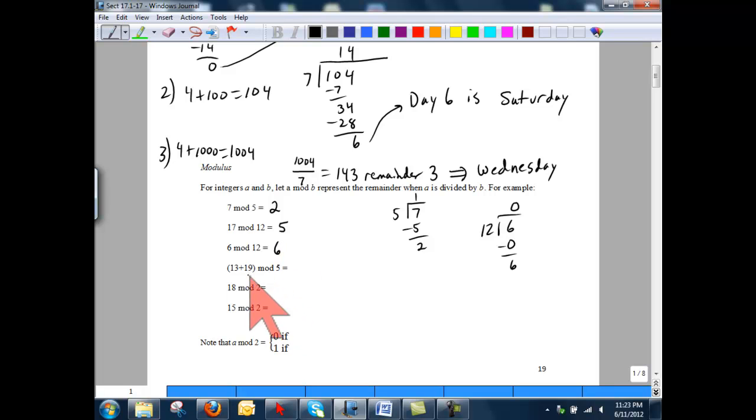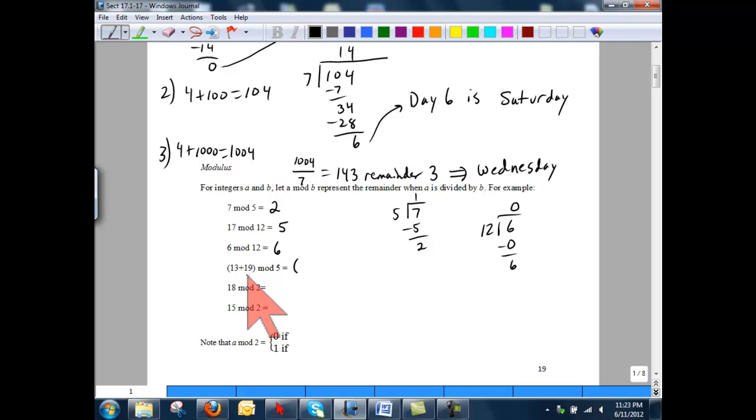Or how about problems involving arithmetic? What's 13 plus 19 mod 5? So this means take 13 and 19, add them together, then divide by 5, and what's the remainder out of that problem? Let's try a sneak attack. It actually turns out to be easier to do the mod first, to find the remainder first before you add. The numbers are smaller that way.